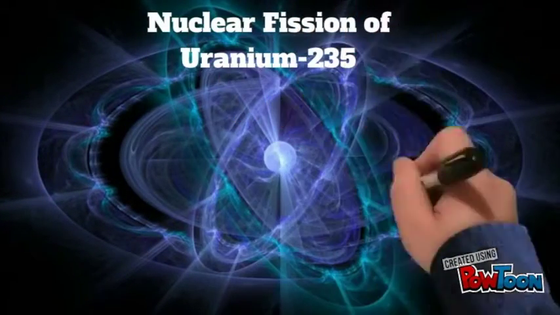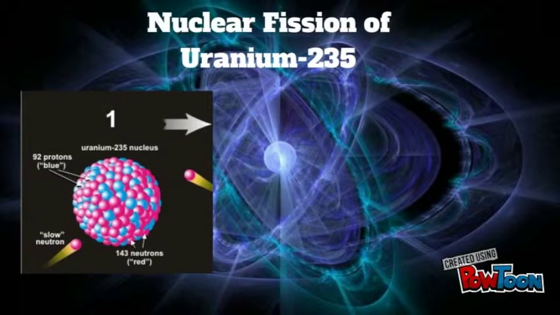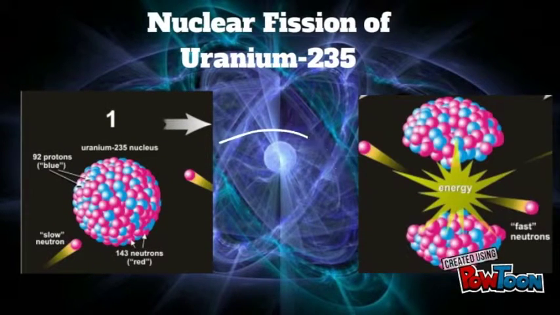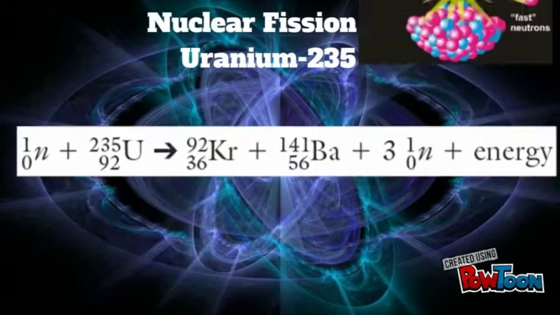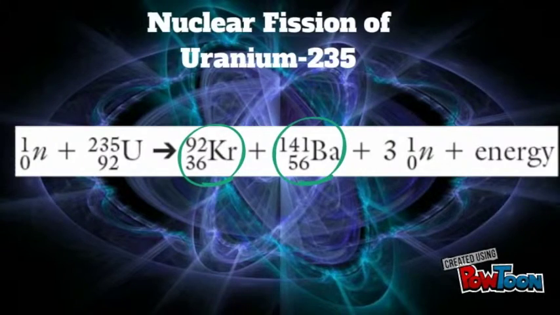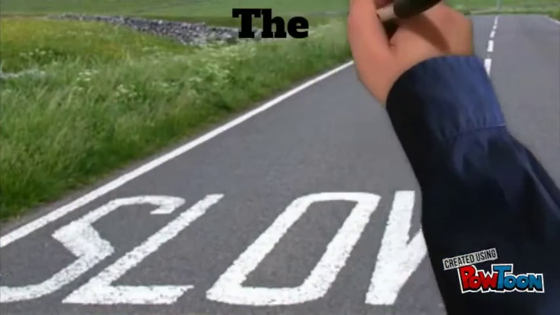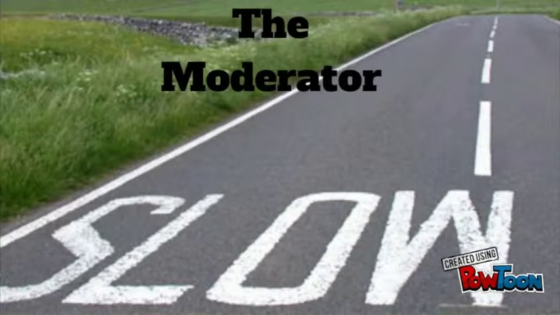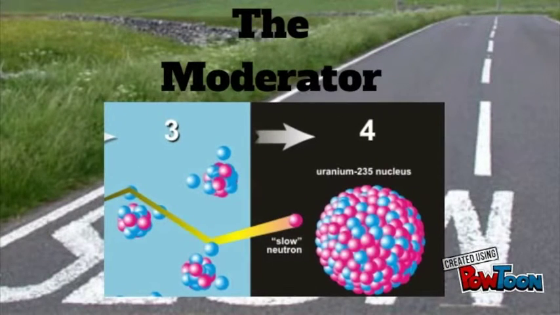Uranium-235 then goes through nuclear fission when a slow neutron collides into the nucleus of the atom. This results in the formation of two lighter nuclei, which results in more neutrons and the formation of krypton and barium. These new neutrons are traveling so fast that they cannot undergo further nuclear fission. They are slowed down by using a substance called a moderator.